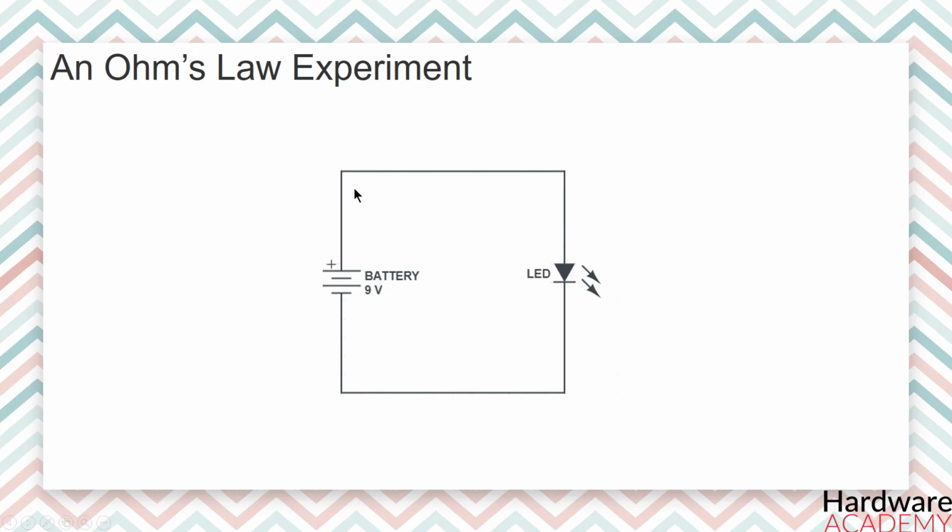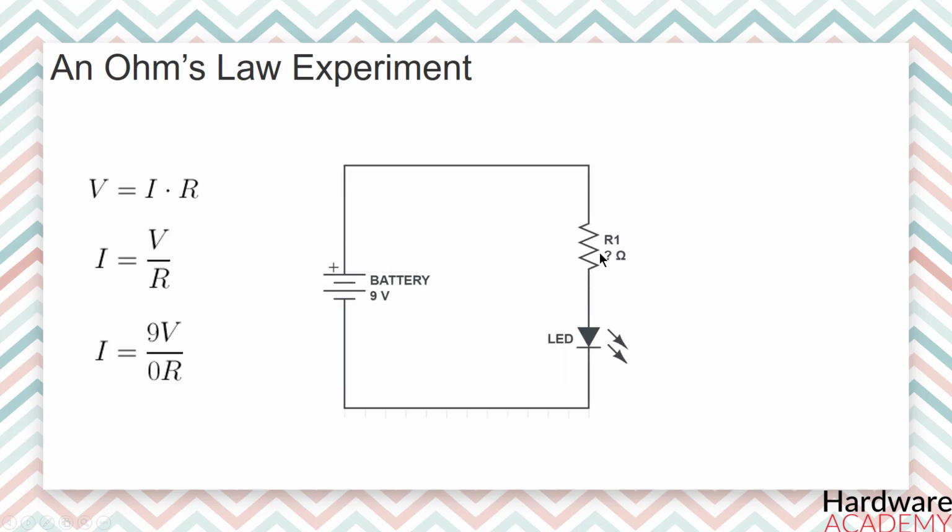If we simply connect the LED directly to the battery, the values for Ohm's law look like this. The voltage is equal to current times resistance, and therefore the current is equal to voltage divided by resistance. And since we have no resistance yet, the current will be equal to 9 divided by 0. And dividing by 0 gives us infinite current. Well, not infinite in practice, but as much current as the battery can deliver. And since we do not want that much current flowing through our LED, we are going to need a resistor. Our circuit should look something like this.